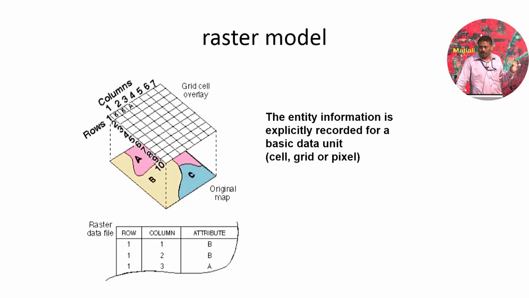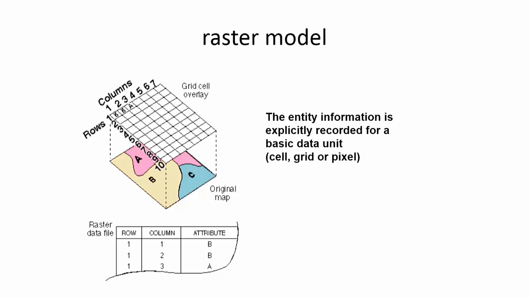When we talk about the raster data model, it is considered to be a simple data model. The reason is it works on rows and columns. You can see first row, first column, B attribute. First row, second column, B attribute. That way you are storing the entire data. So programming of raster data is simpler compared to the vector data model, because the entire raster data model is simple in nature because of rows and columns.